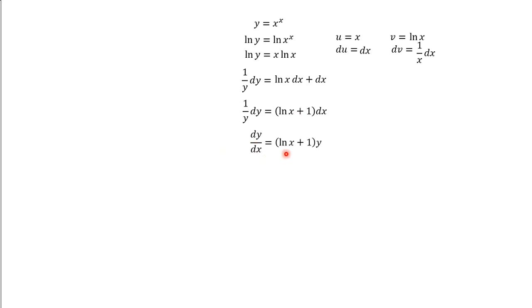So we have dy over dx equals natural log x plus 1 times y, but we don't want y in the equation, so what does y equal? y equals x to the x. Which should make sense, if you have something to a power, you end up with that thing in your derivative, same thing here, then times something else. So, with the implicit differentiation, which you can't really do this one any other way, the derivative dy over dx equals natural log x plus 1 times x to the x.